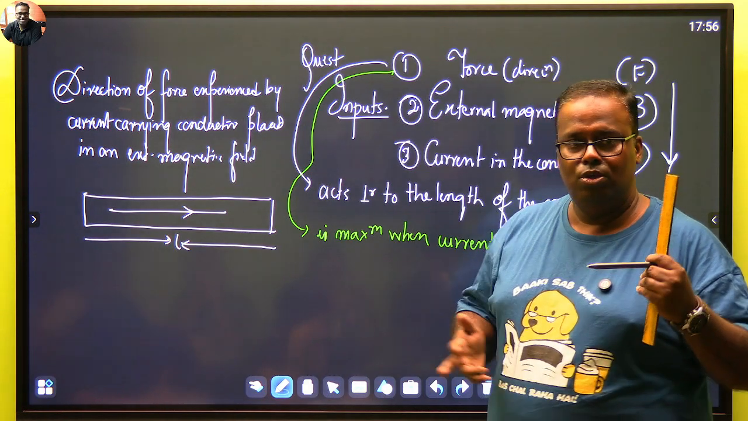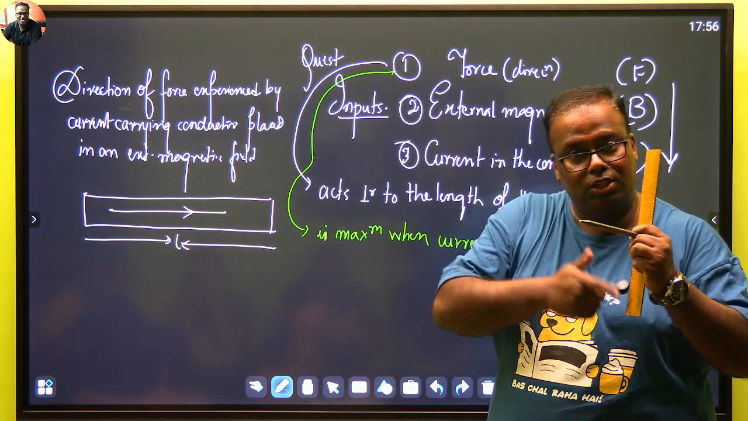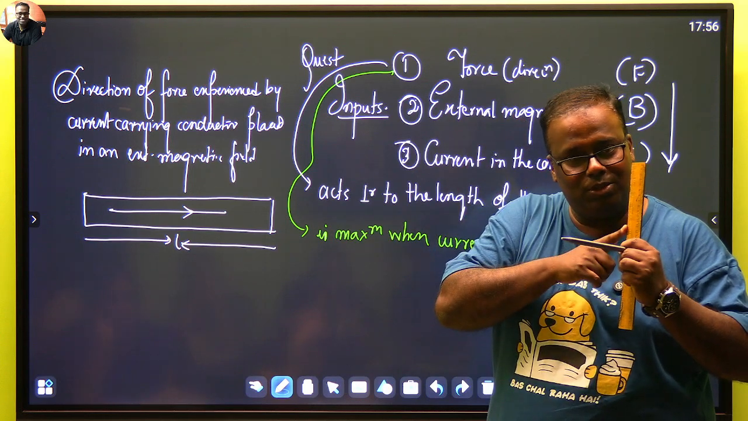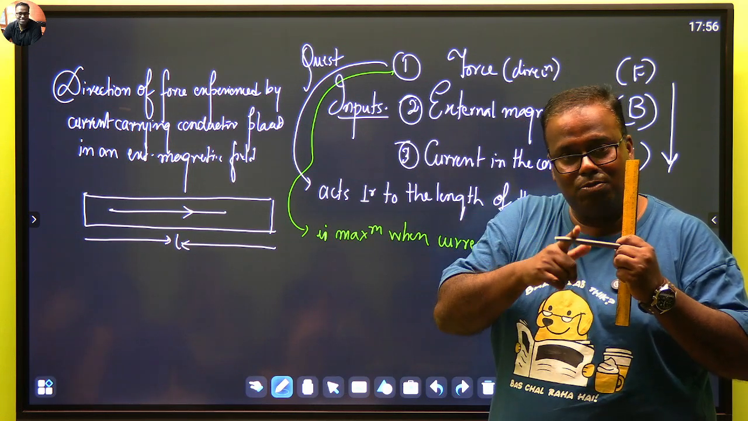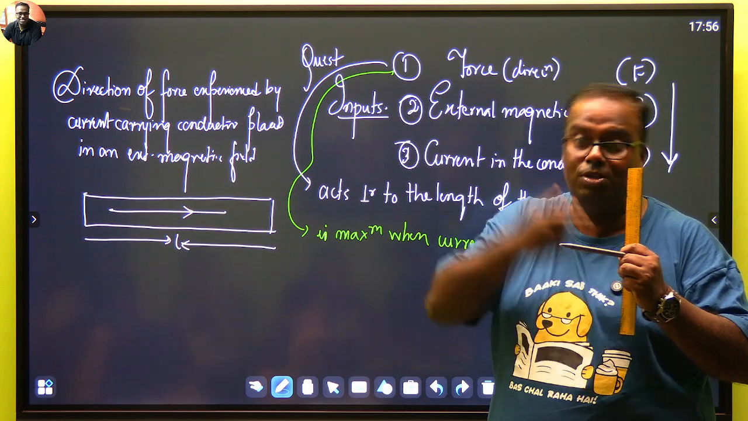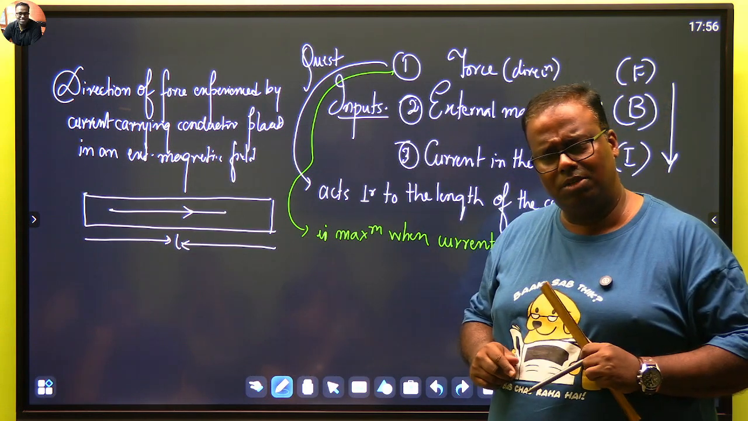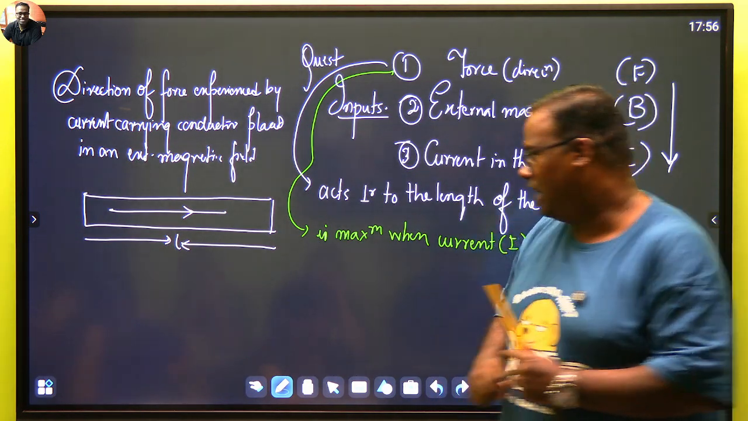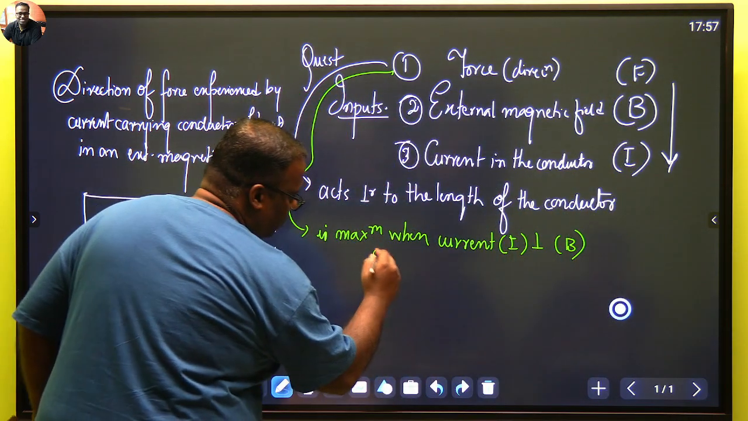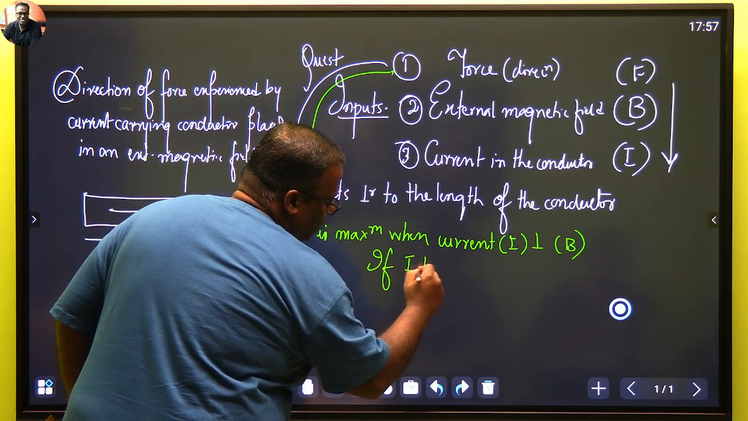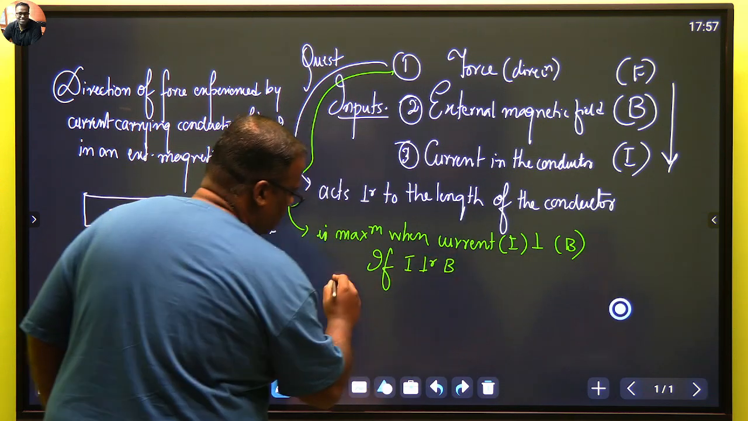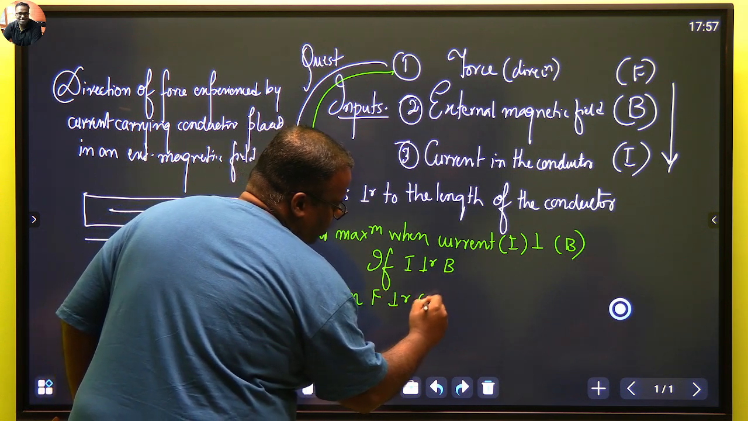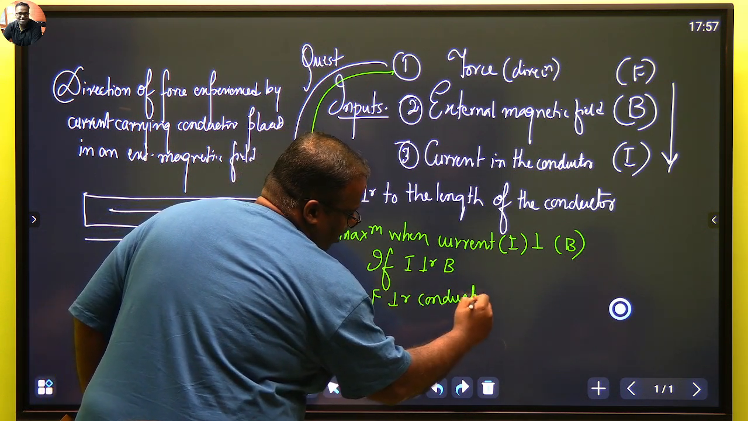Wow. Current is flowing through where? Through the conductor. Our force was perpendicular to the conductor. And for maximum force, current should be perpendicular to magnetic field. इसका मतलब क्या हुआ? तीनों एक दूसरे के perpendicular होने पड़ेंगे. That means if I is perpendicular to B, then F is always perpendicular to conductor. Do you agree or not?